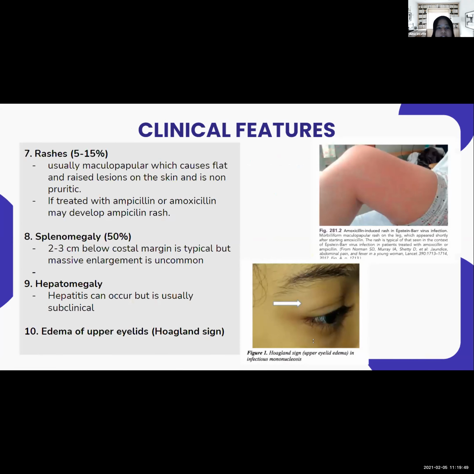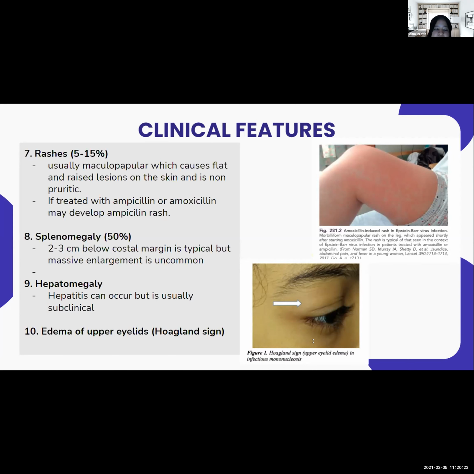And the next one is rashes. Patient can also present with rashes, which are usually maculopapular. And patient can also have rashes if he or she is treated with antibiotics such as ampicillin or amoxicillin. For splenomegaly, it occurs in about 50% of the patients, and massive enlargement is not common. And it is a result of lymphocytic infiltration, and it is usually a late presentation of the disease.